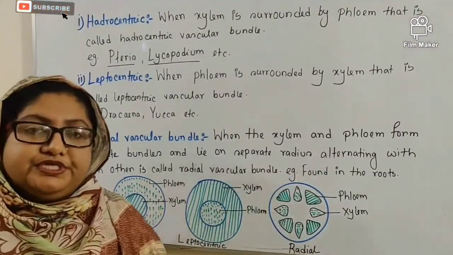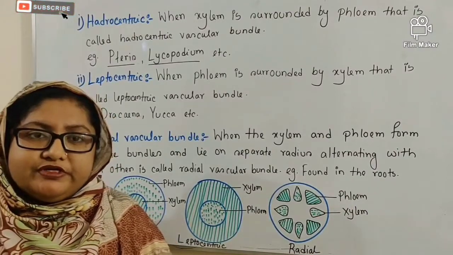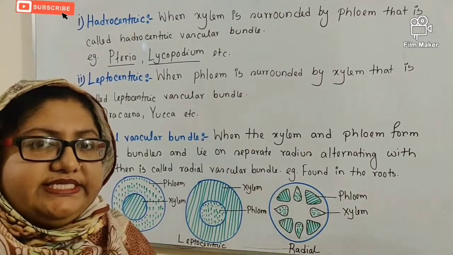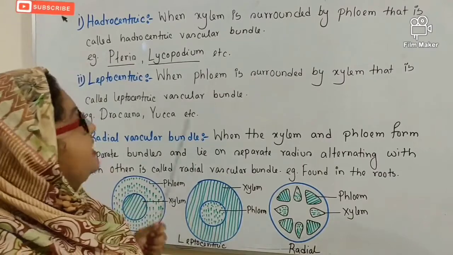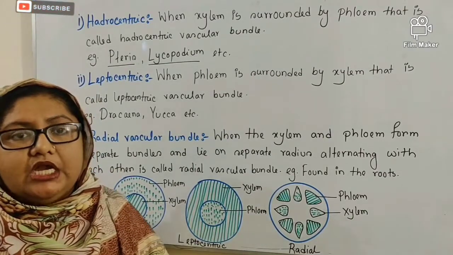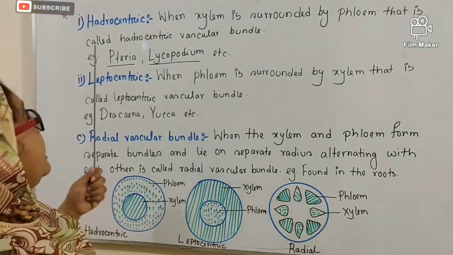Now the types of concentric. There are two types of concentric. One is hydrocentric, another one is leptocentric. Now what is hydrocentric?